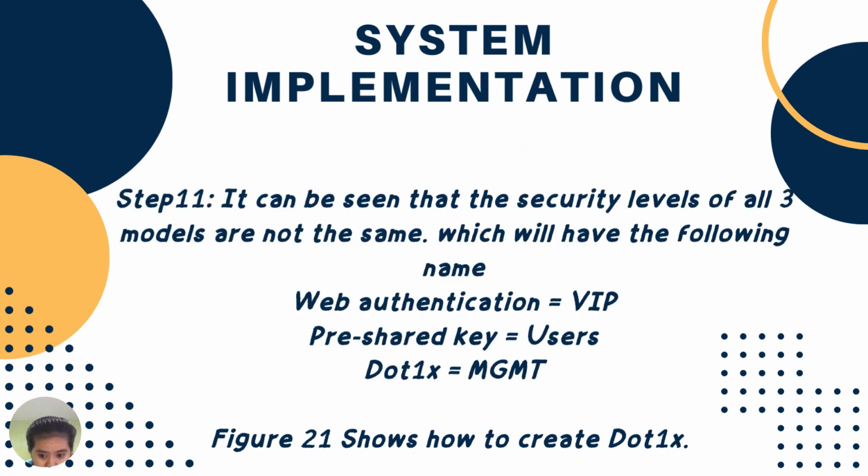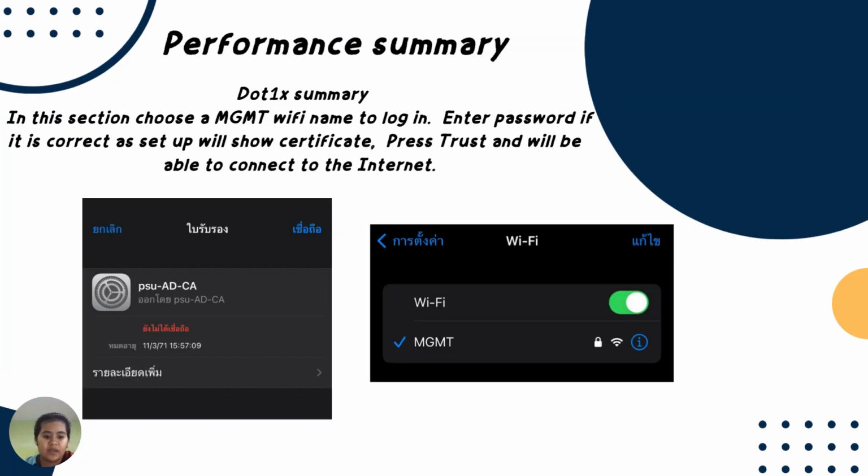Okay, so the last step: it can be seen that the security levels of all three models are not the same, and they have the following names. Web authentication is VIP, the name of the Wi-Fi. The pre-shared key is the username of the user of the Wi-Fi, and 802.1X is the MGMT Wi-Fi.